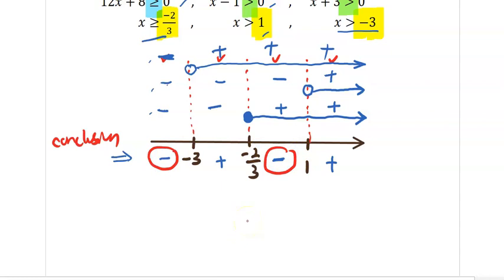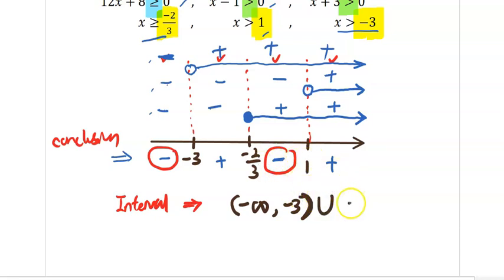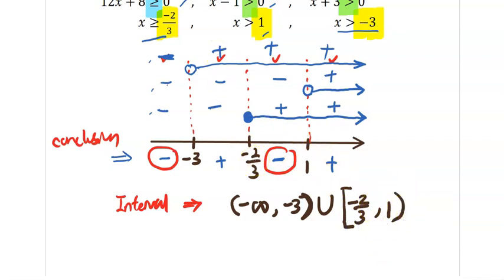And therefore, to give the answer in the form of interval notation, the answer will be written as: open bracket, negative infinity, to negative 3, and refer to the circle here. It's an empty circle, so it will be a round bracket, union, the second interval here, from negative 2 over 3 to 1. For negative 2 over 3, we have closed. For 1, we have open. So this is the interval form.